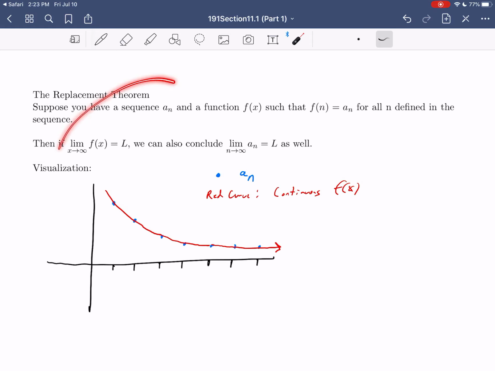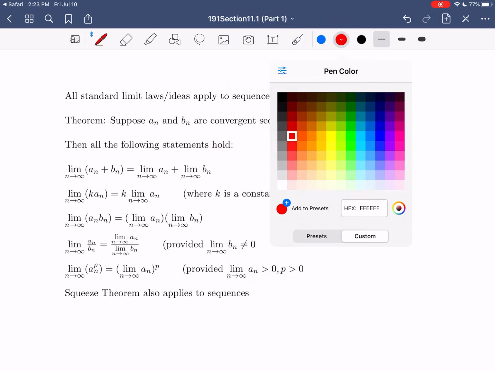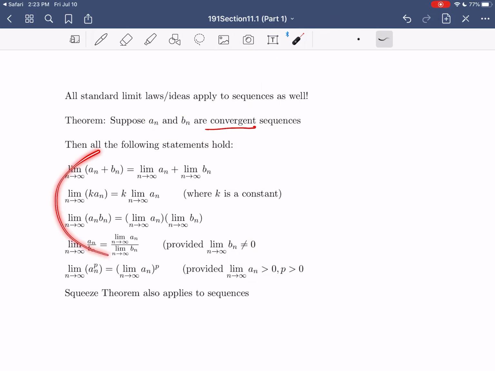The other important part of this replacement theorem is it tells you that all of the basic limit laws that you learned about in Calc 1 that apply to limits of functions also apply to limits of sequences. We're not going to prove these, but I would like to state them. These are all the standard limit laws, and they apply to sequences as well. For all of these, you have to suppose that a_n and b_n are convergent. If a_n and b_n diverge, then you could have an indeterminate form, and you can't make these statements. So do keep in mind that to apply these rules, they do have to be convergent.